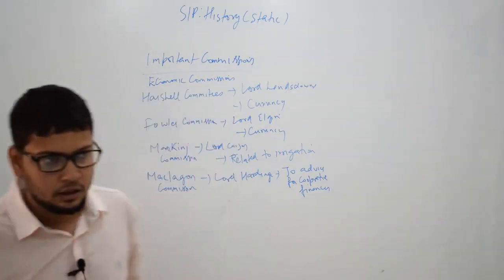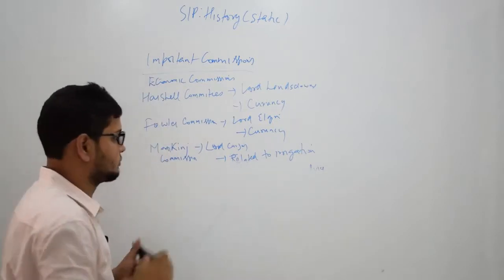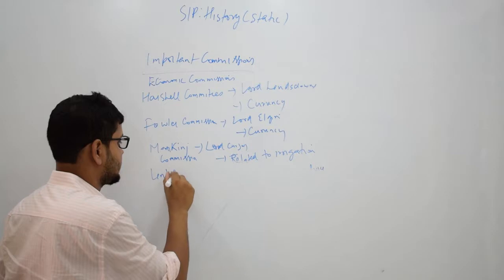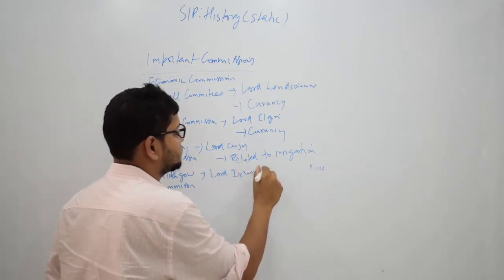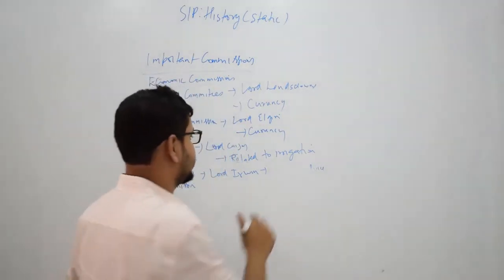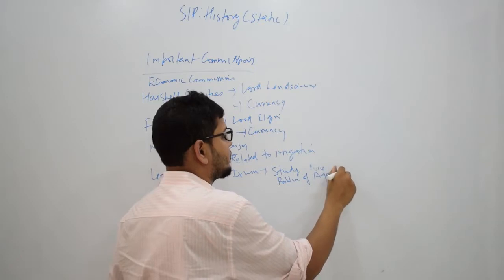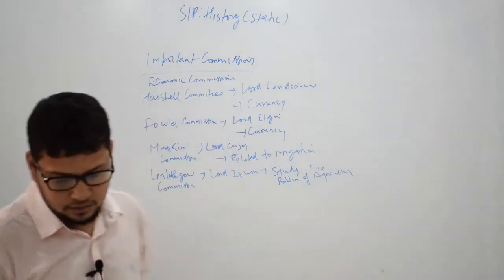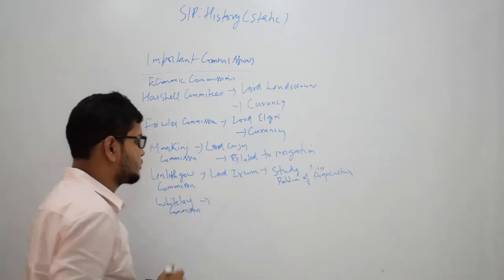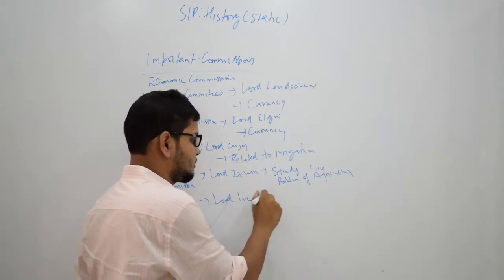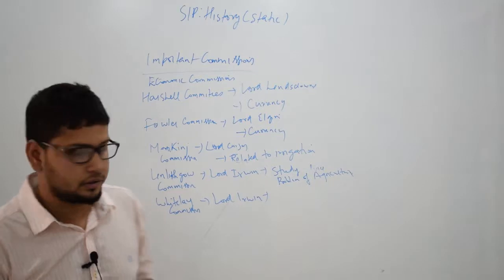Next we have Linlithgow Commission. This was during the time of Lord Irwin, and the focus of the commission was to study the problem of agriculture. Next we have Whitley Commission. This was during the time of Lord Irwin also, and it was established to study the condition of laborers in industries and gardens.